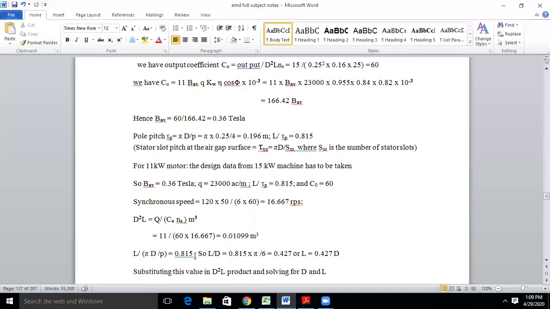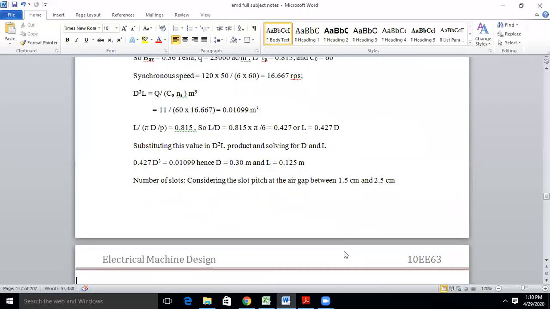It is given. Now, so L by d is equal to 0.815 into 5 by 6. It is 0.427. From this equation, we can get L as 0.427 d. Now substitute this value in the d square L product and solve for d and L. So by putting L equal to 0.427 d in d square L, we can get the values. D is equal to L.